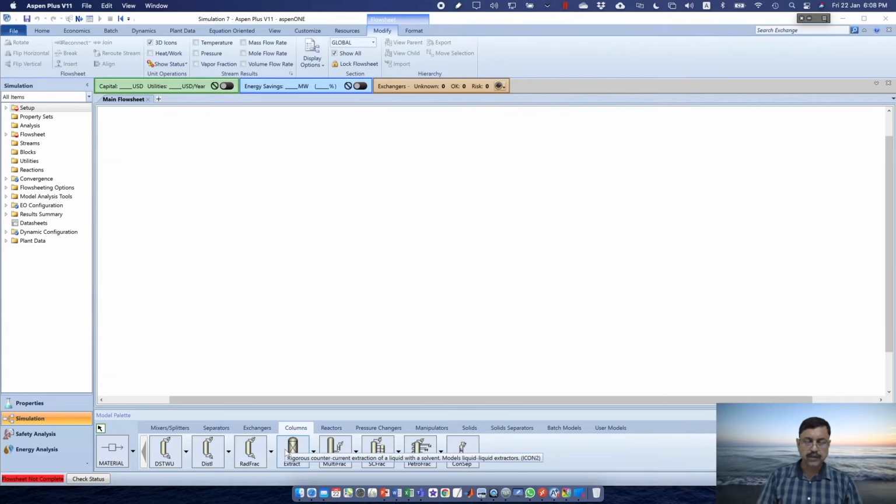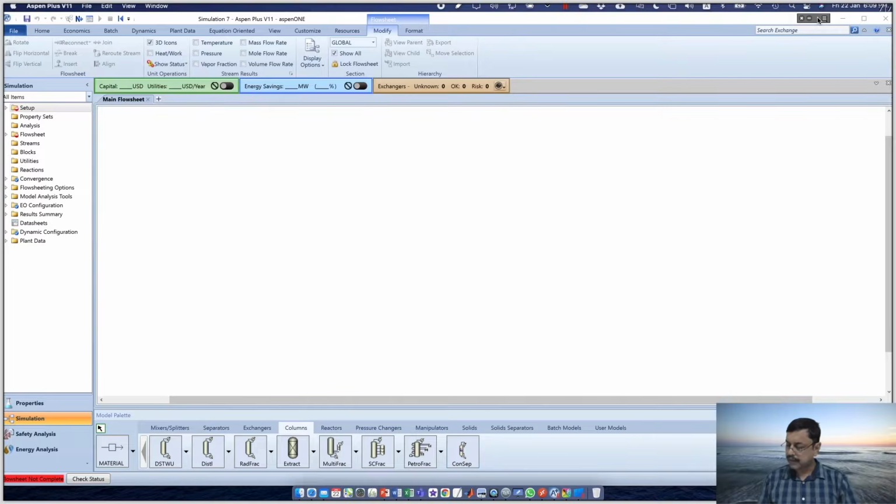The Extract model is for rigorous countercurrent extraction of a liquid with a solvent. It can model a liquid-liquid extractor. And we have 4 more. The first one is MultiFrac, rigorous fractionation for complex columns such as crude units. The second one is SCFrac, shortcut distillation for complex columns such as crude units and vacuum towers. The third one is PetroFrac, rigorous fractionation for petroleum refining applications such as pre-flash towers. And finally, it is Concept. It performs feasibility and design calculations for distillation columns.